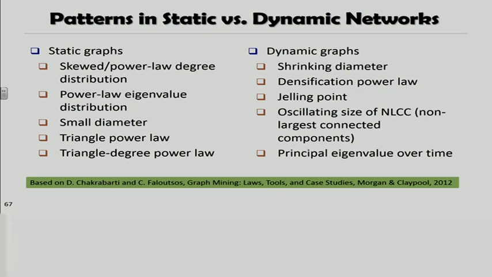Okay, so then they actually worked out a few new laws. One is called shrinking diameter. I mean, in real networks, when they grow, the network diameter is shrinking. And why they are shrinking, they actually found a reason to explain it, called the densification power law. Okay.